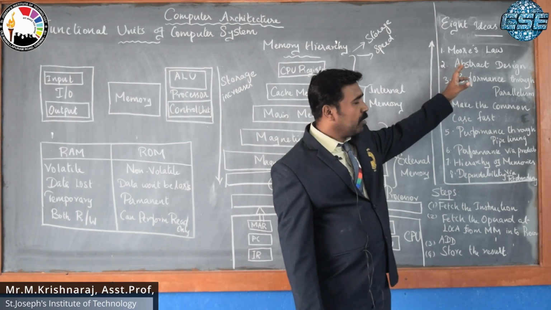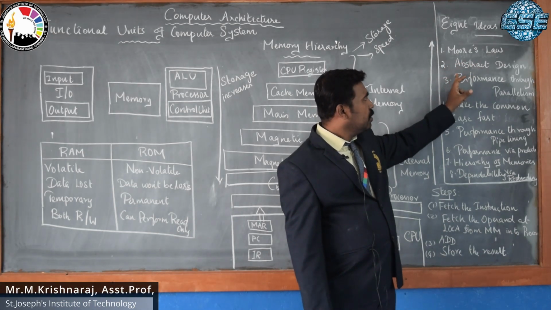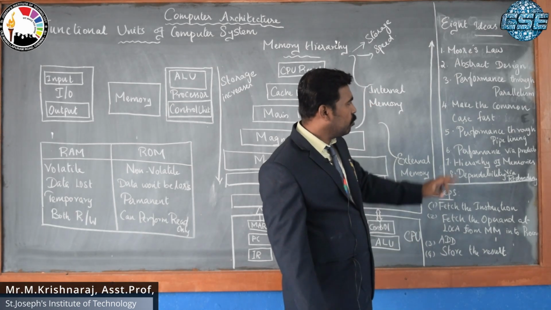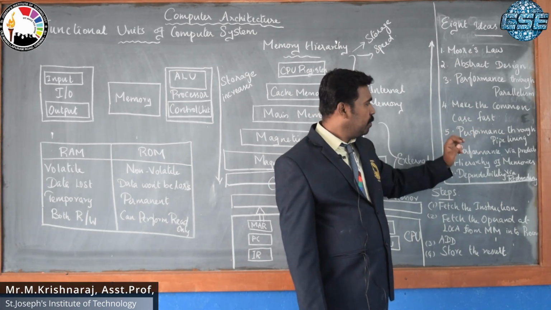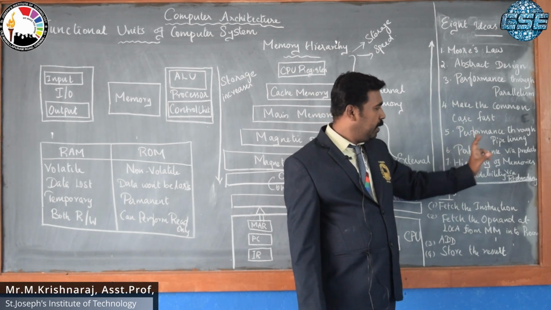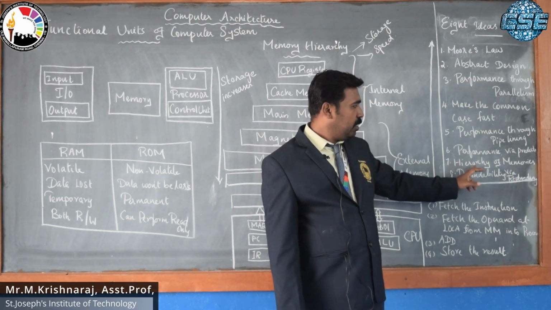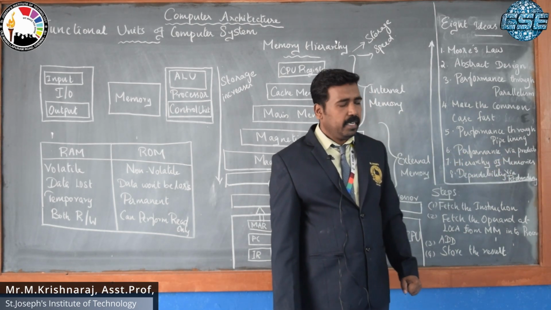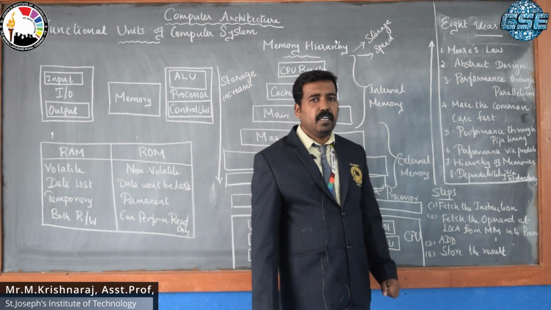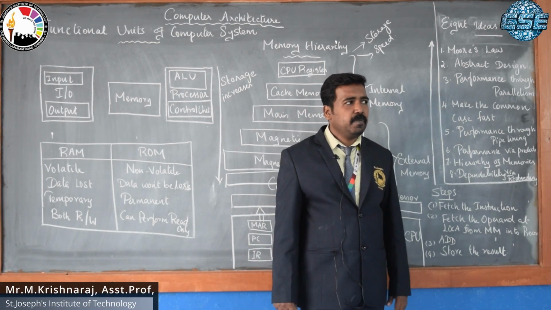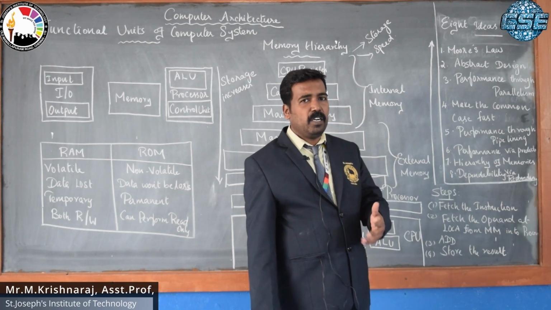The 8 important ideas are: Moore's law, second, abstract design, third, performance through parallelism, fourth, make the common case first, fifth, performance through pipelining, sixth, performance via prediction, seventh, hierarchy of memories, and the final one is dependability via redundancy. These are the important key aspects. So let's discuss them one by one.